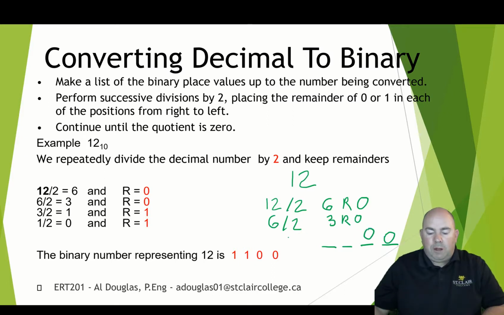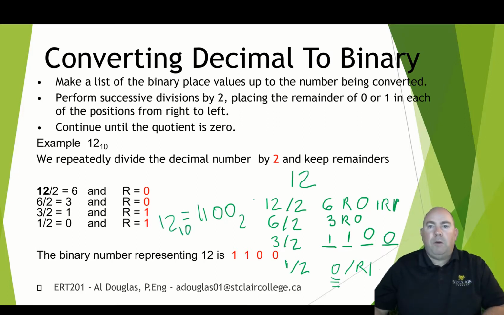We then take 3, divide by 2. That's going to go one time with a remainder of one. That remainder goes here. And we have one divided by two. That is going to go zero times with a remainder of one. So the one goes up here. Once we get this zero occurring, we know that we are finished. So we get the binary number 1100, binary 2, is equal to 12.